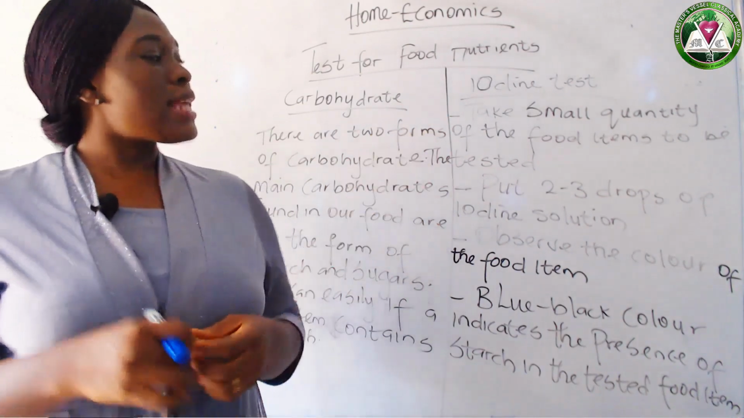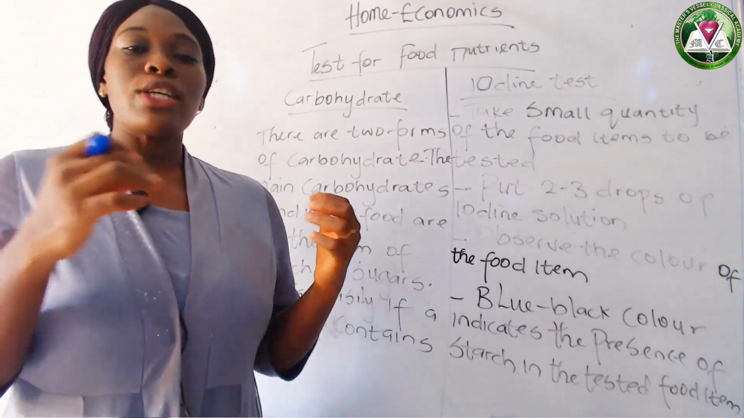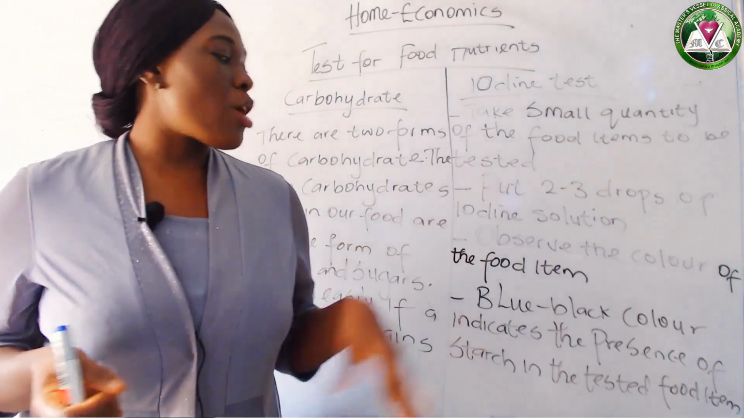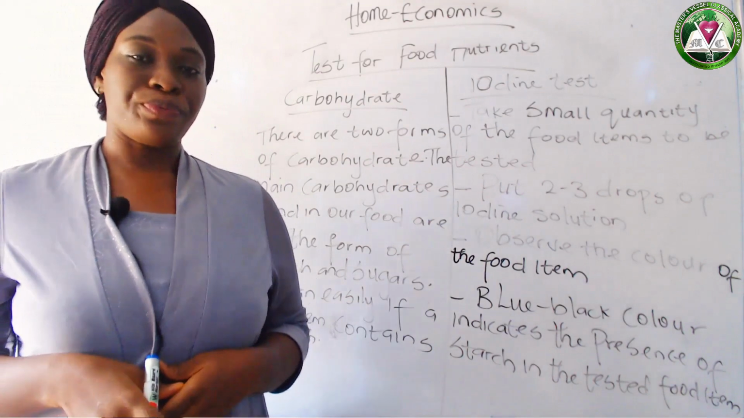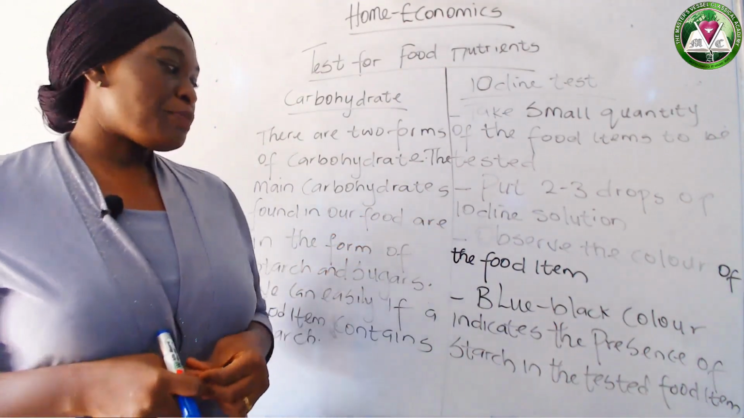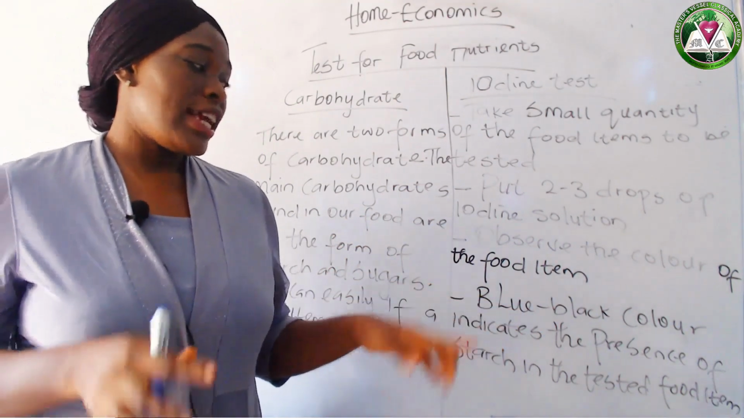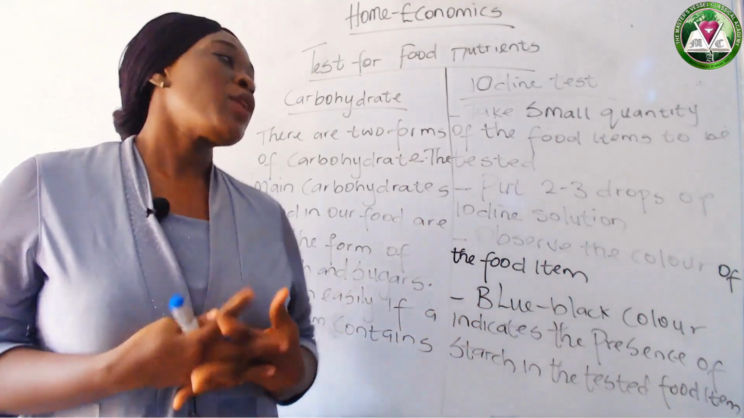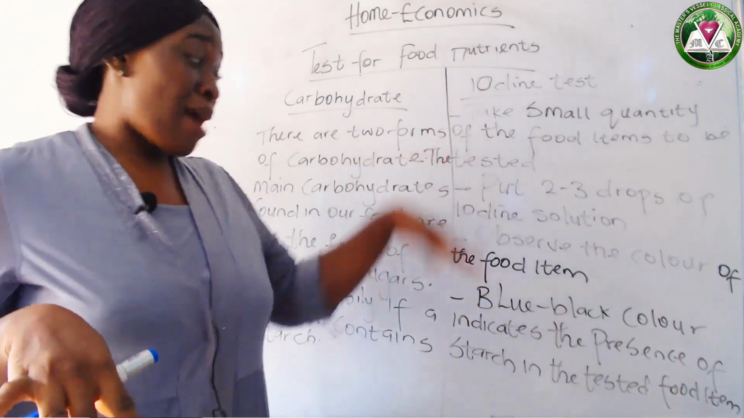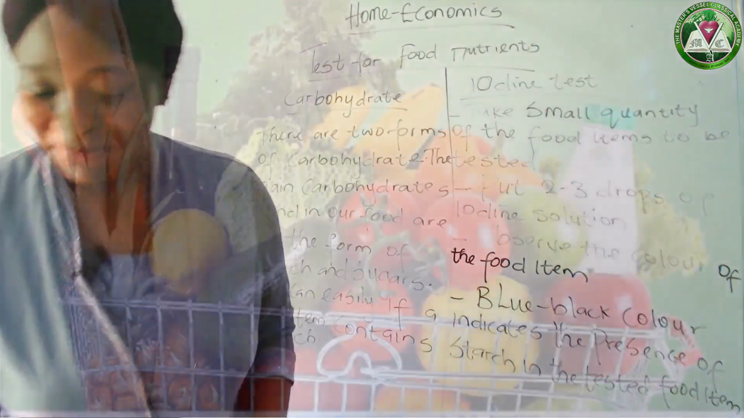Okay, the first one is what? Take a small quantity of the food item to be tested. Put 2 to 3 drops of iodine solution. Okay? Then observe the color of the food item. A blue-black color indicates the presence of starch in the tested food item. We're going to practicalize it now. Okay? You're going to see what I'm talking about. We're going to carry out the practical so that you're able to see it.